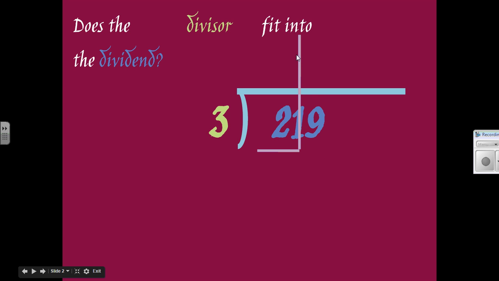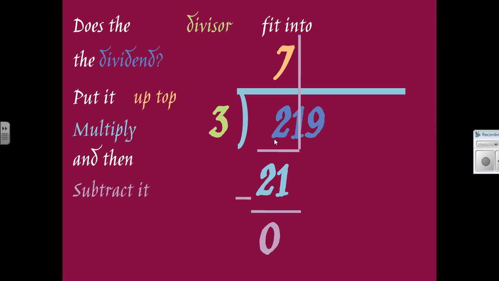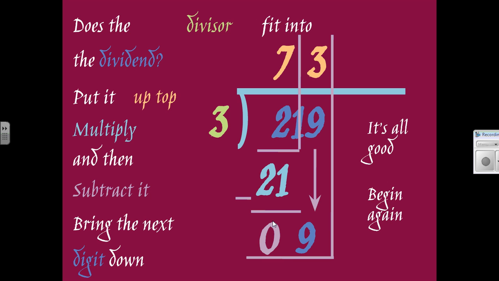3 goes into 21: 3, 6, 9, 12, 15, 18, 21. It goes into 21 7 times, so I'm going to put a 7 up top, multiply, and then subtract it. 3 times 7 is 21. I'm going to subtract: 21 minus 21 is equal to 0. Bring the next digit down. It's all good. Begin again.